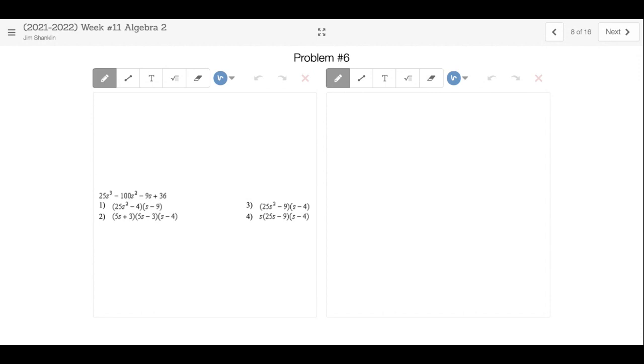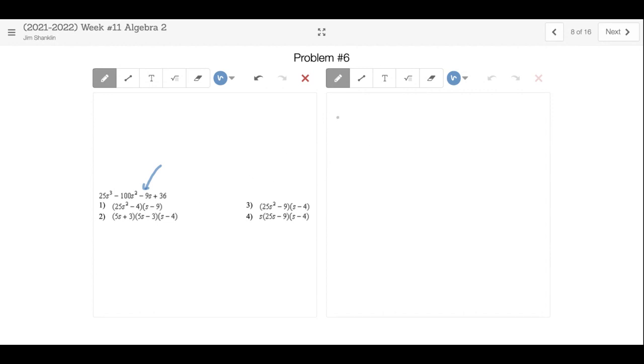There are 4 terms, so I'm looking at grouping. Now, this is where most kids are going to make their mistake. I will guarantee you this. If you don't change this minus sign to a plus sign, I'm thinking you're going to make a mistake.